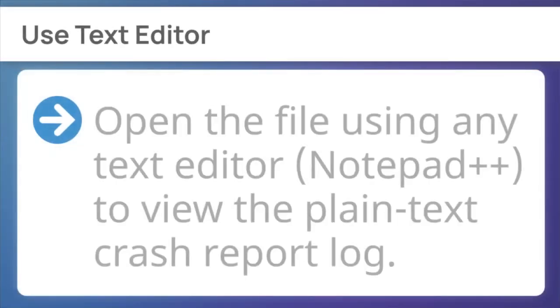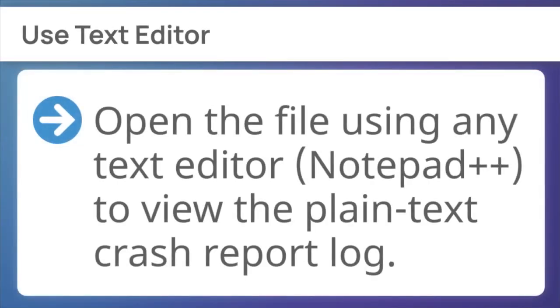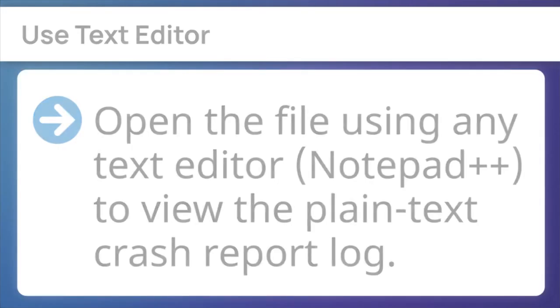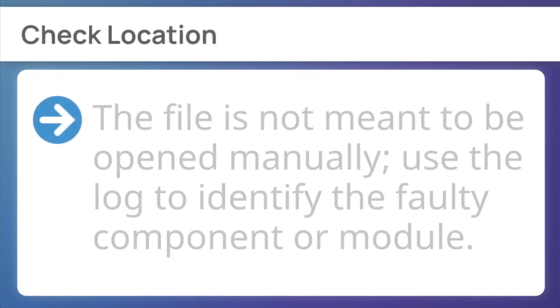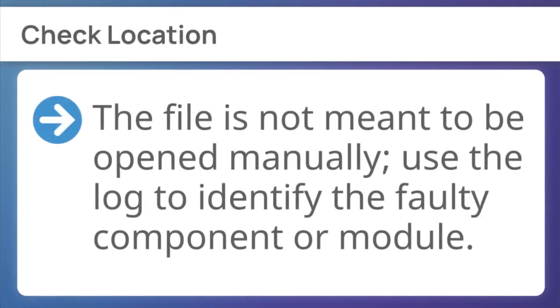First, use a text editor. Open the file using any text editor, such as Notepad++, to view the plain text crash report log. Next, check the associated program. Determine the associated program, for example a game, utility, or operating system, that created the crash file. Finally, check the location. The file is not meant to be opened manually. Use the log to identify the faulty component or module.